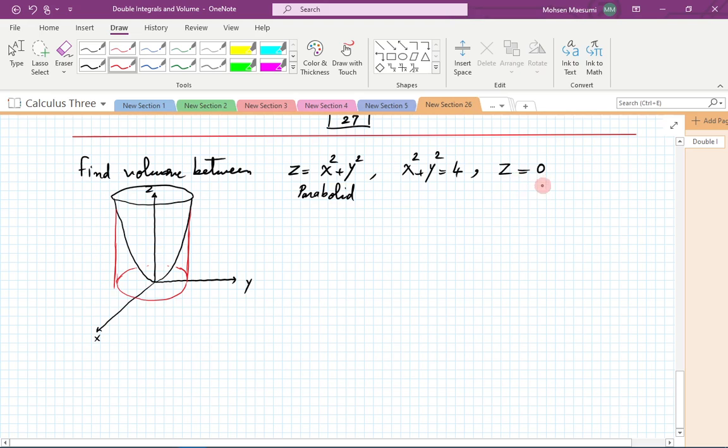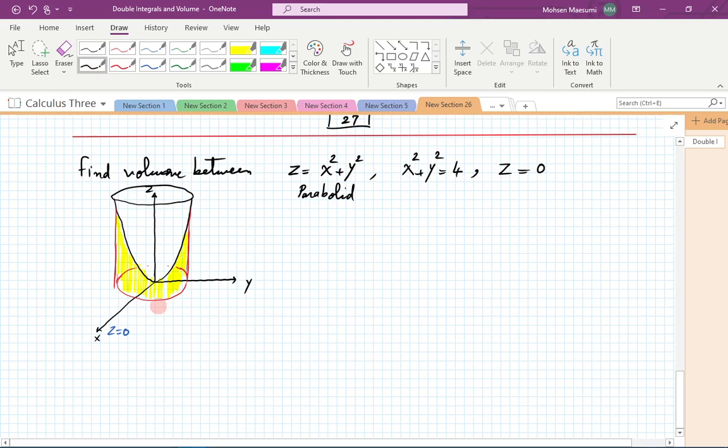How about z equal to 0? Well, z equal to 0 is just the xy plane itself. So what is the volume we are after? We are after the following volume, the one that is sitting on top of this circle but is below that paraboloid. Well, how do we find the volume of this thing?